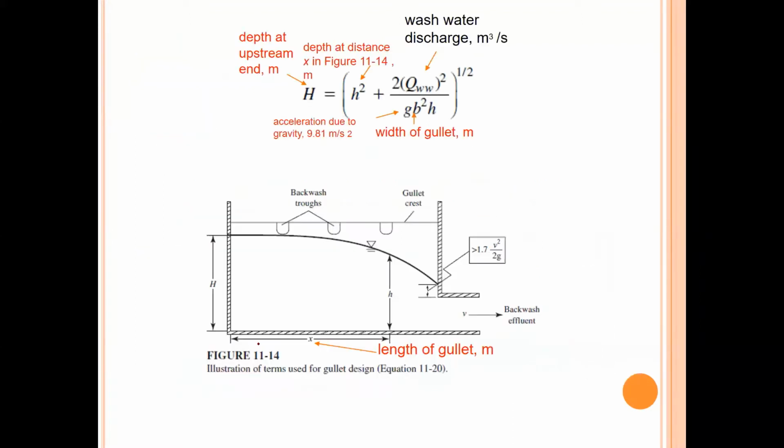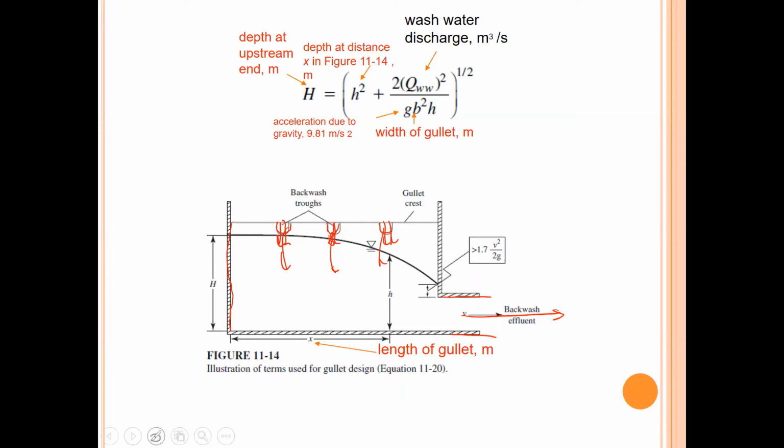So if you see the view, one is an illustration you can see here. This is the wash trough, the backwash trough, and this is the height of the gullet. And then from here water goes out. So if you can see, water is coming out toward you from the gullet. It's coming out like this during backwashing. Water is coming out and falling into the gullet.